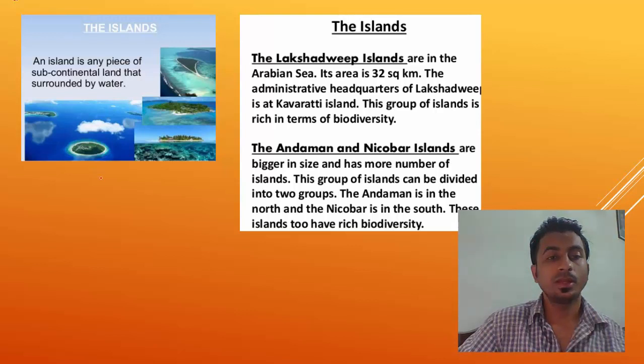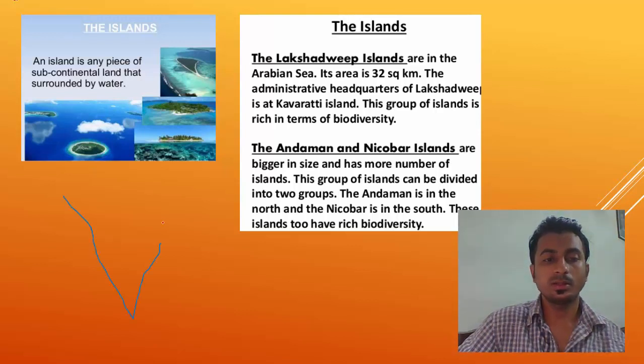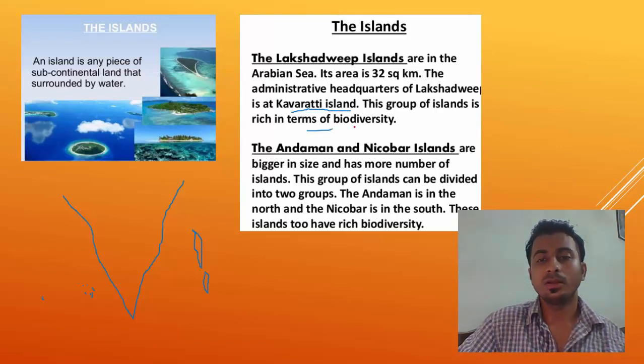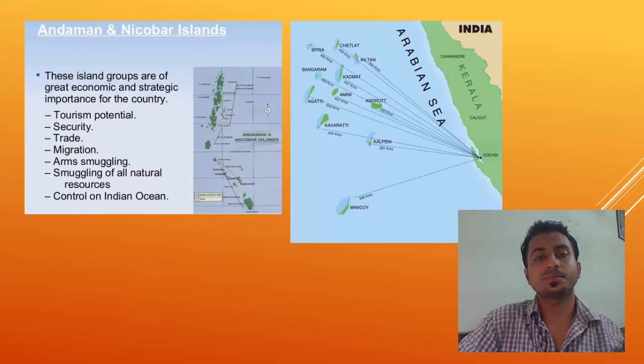then the islands. There are two island groups in India or Indian territory. Okay, so these are Andaman and Nicobar Islands, and these are Lakshadweep. So we'll talk about them. Lakshadweep headquarters is in Kavaratti Island, which is its capital and rich in biodiversity. Then Andaman are many islands, but in two groups. Andaman is in the north and Nicobar is in the south.